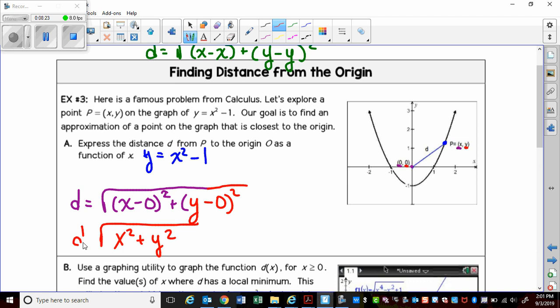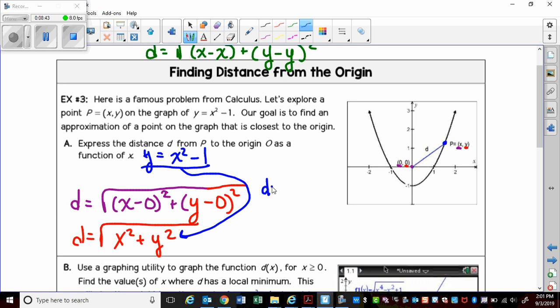Now, we're not done. They want it as a function of x, and we have a y in here, so it's not a function of x yet, but I know what y equals. Y equals x squared minus 1. So I can substitute this in now. What I'm going to do is underline it and then show you when I do this.